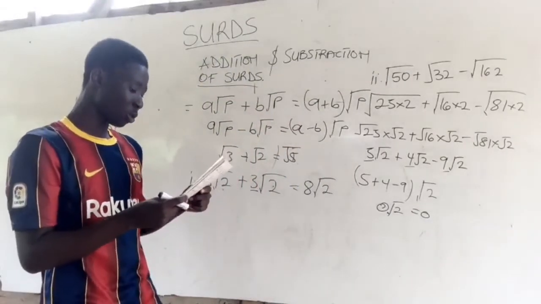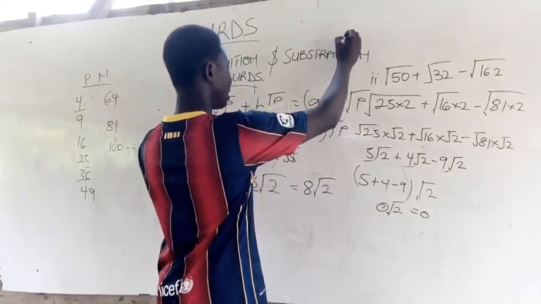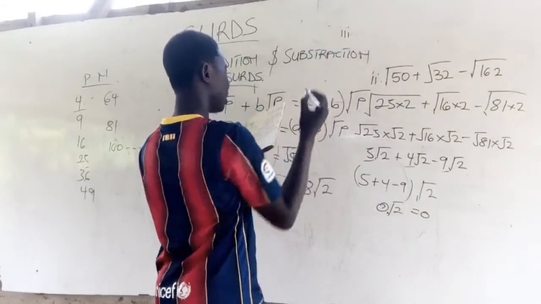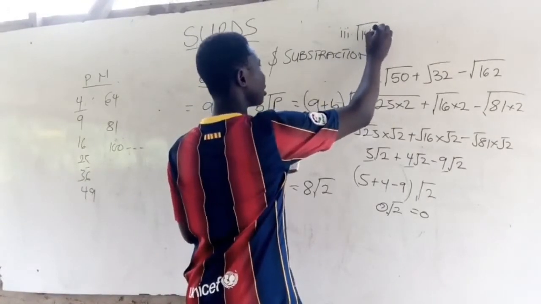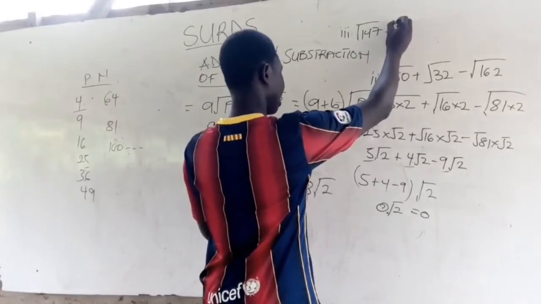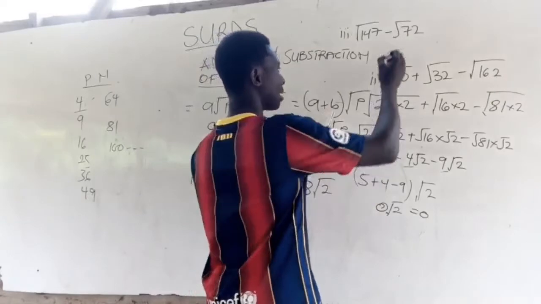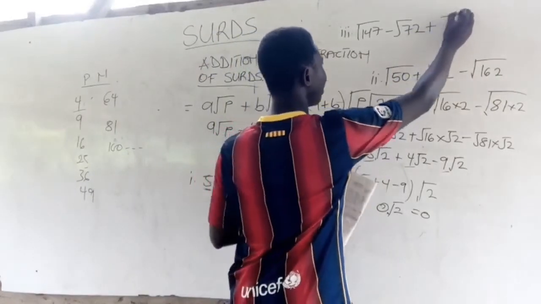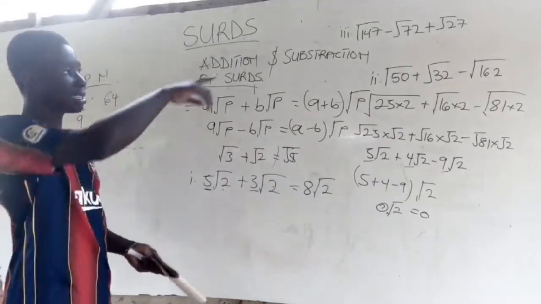And then solve this one by yourself and let me know your answer in the comment section. Which is root 147 minus root 75 plus root 27. So kindly solve this and let me know your answer.